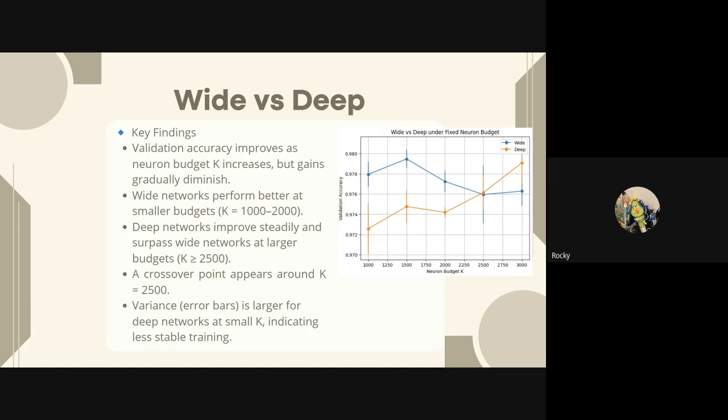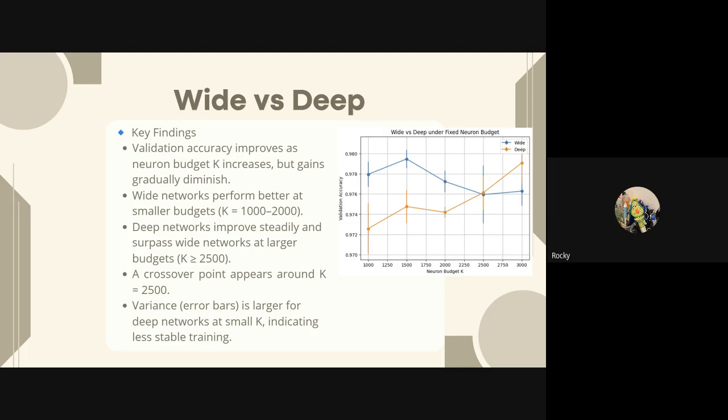direct information flow. However, as the neuron budget increases, deep networks show steady improvement and eventually surpass wide networks at higher values of K, around 2,500 and above. This crossover indicates that deeper architectures can better exploit larger capacity by learning more hierarchical representations.